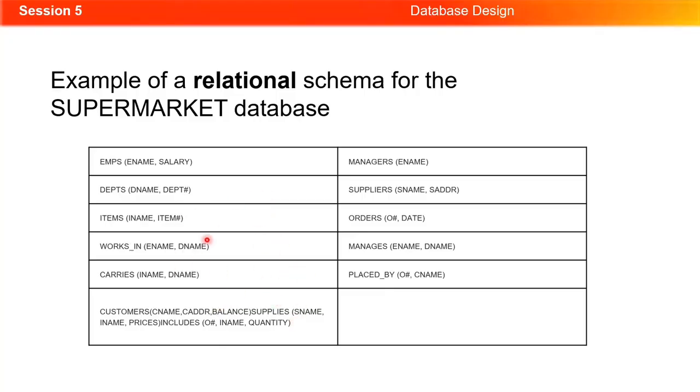And this linking gives us the advantage. We don't have to duplicate data. If we need a department name for the works in table, we don't have to re-input or duplicate that data. You can simply just look back to the departments table.